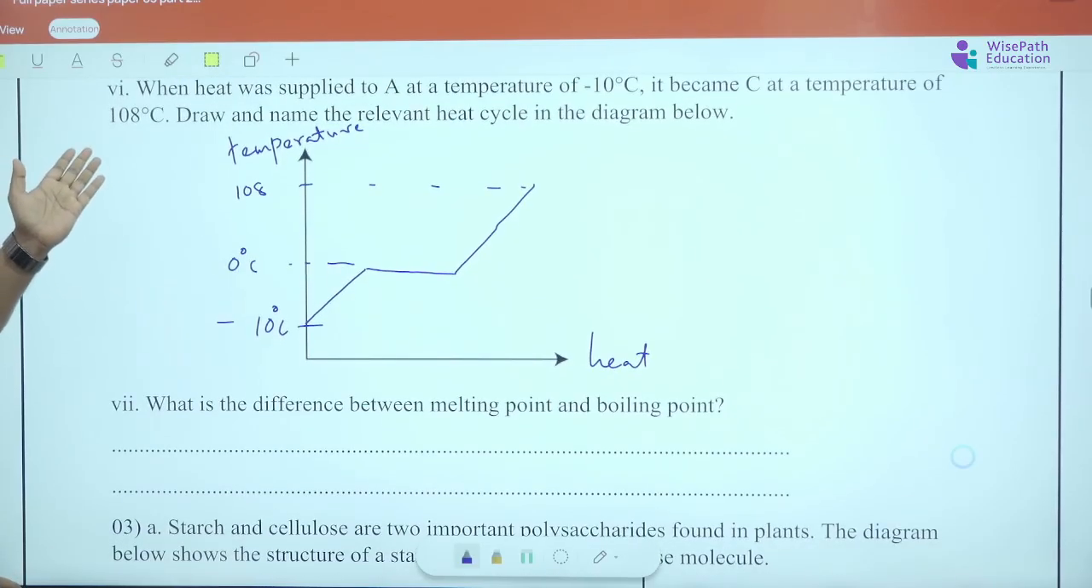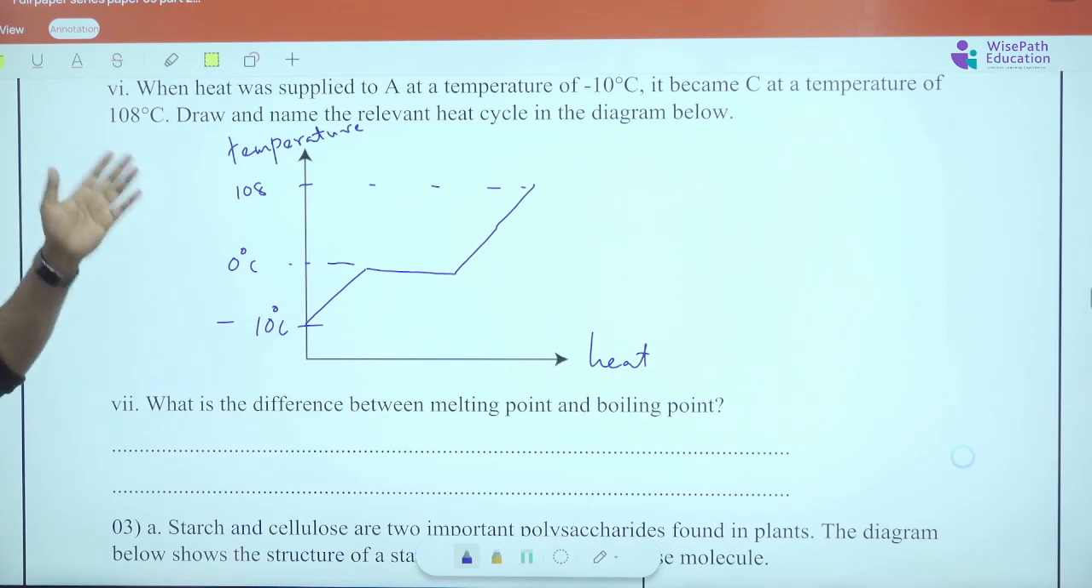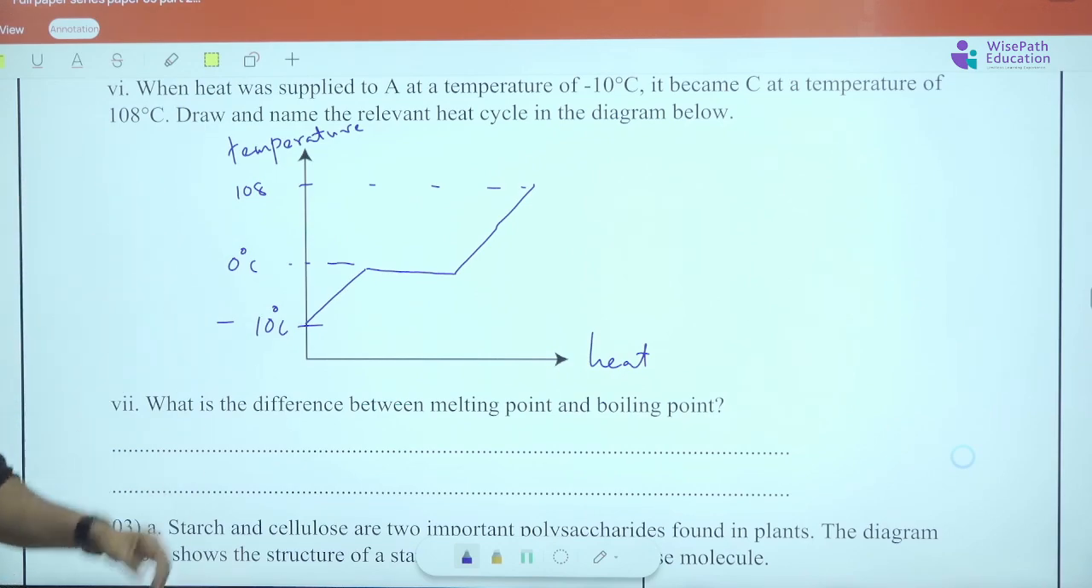It says at a temperature of 108. It becomes C at a temperature of 108.